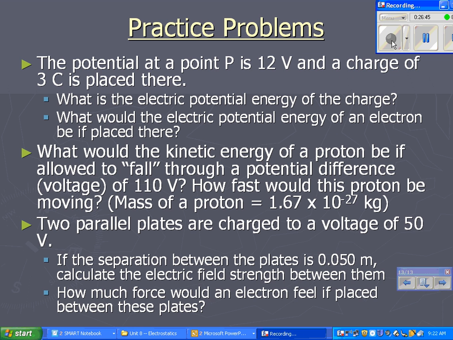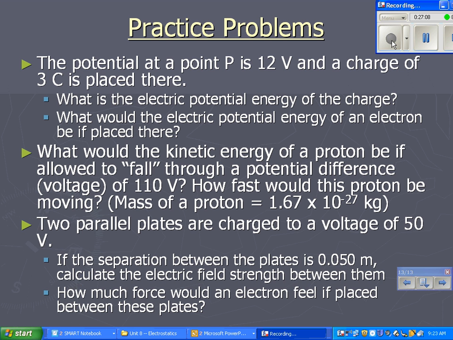Here's some practice problems. I just want to at least look at these so that we can start thinking about what problems might look like in the stuff we've been talking about. So potential at point P is 12 volts, and a charge of 3 coulombs is placed there. This is pretty easy. How much potential energy does that charge have? 12 volts, 3 coulombs. What is a volt? What's the unit of volt? Times 3. But what is the volt?